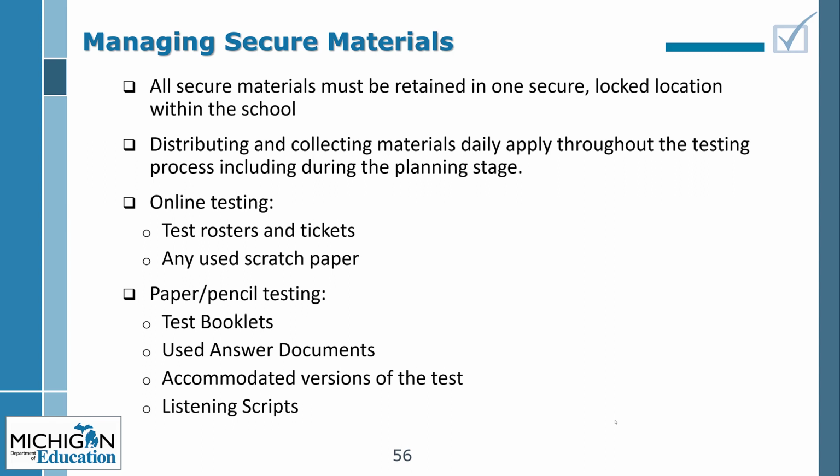Distributing and collecting materials daily apply throughout the testing process, including during the planning stage. Secure materials for online testing are test rosters and test tickets, and any used scratch or graph paper. For paper pencil testing, secure materials include test booklets, used answer documents, any accommodated versions of the test, audio flash drives, and listening scripts. Make sure you review the TAM if you have any questions about what are secure materials.